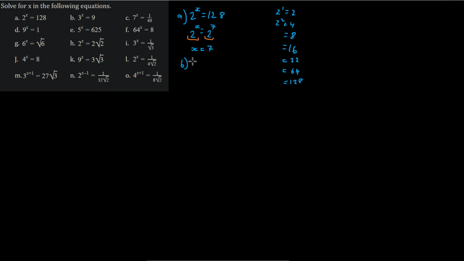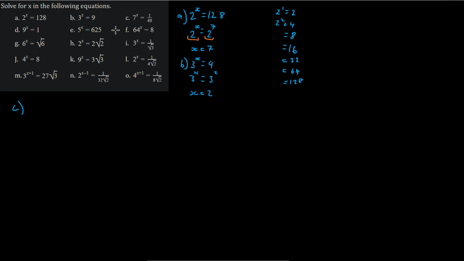B is a nice one. 3 to the power of x equals 9. Again, we want the bases to be the same, so 3 to the power of x equals, this 9 is what we want to change. That is 3 squared. So our bases are the same. That means we can say that our powers are the same. x equals 2. Nice.